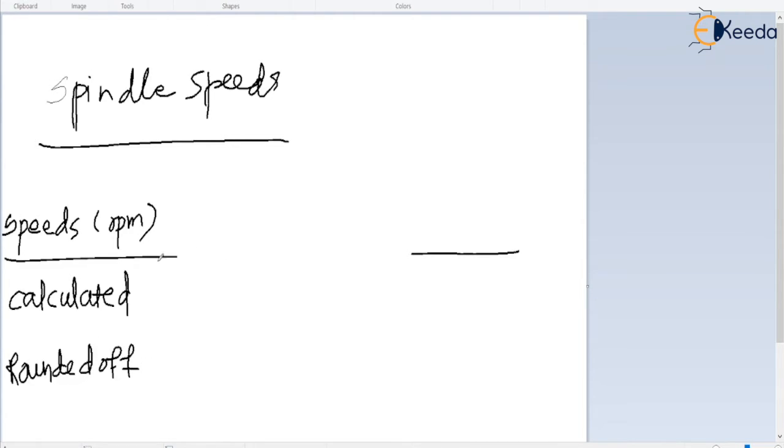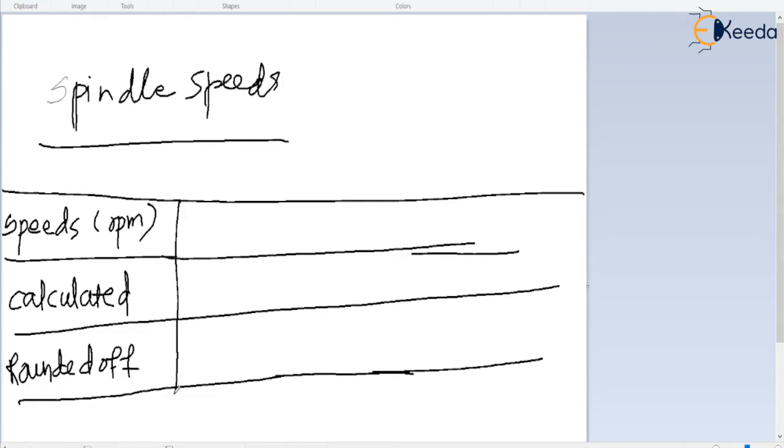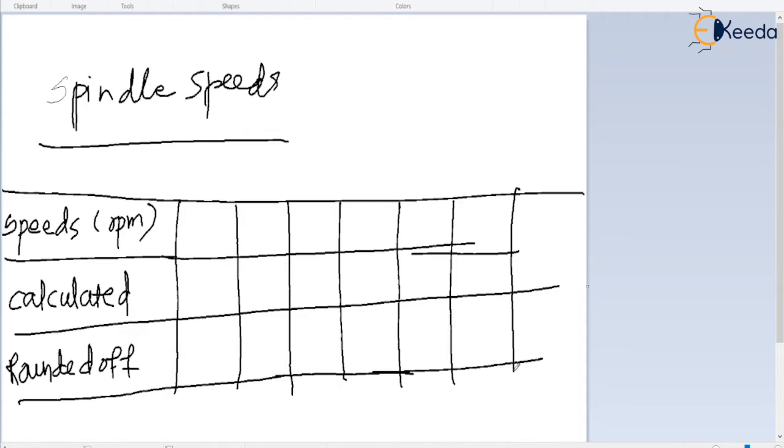Now we will make one table. We know we have a total of 6 speeds, so it is 1, 2, 3, 4, 5, and 6. So in total we have 6 speeds. Now we will write them one by one and round them off. Now the first speed is N1, then N2, N3, N4, N5, and N6.